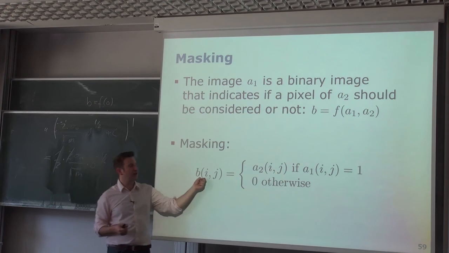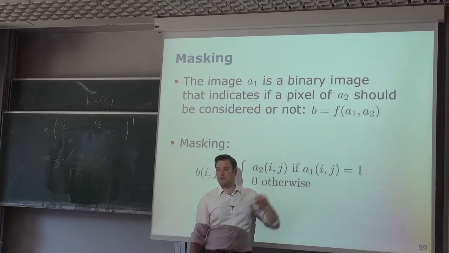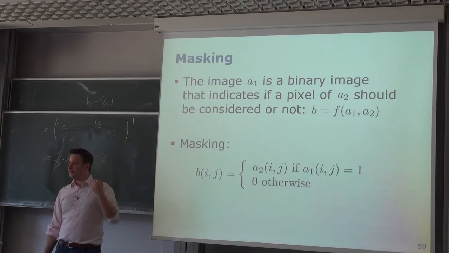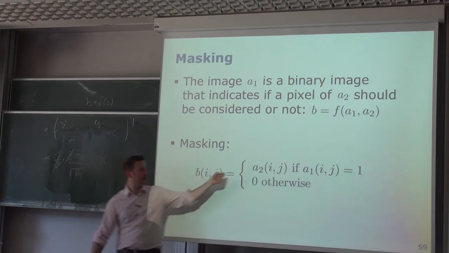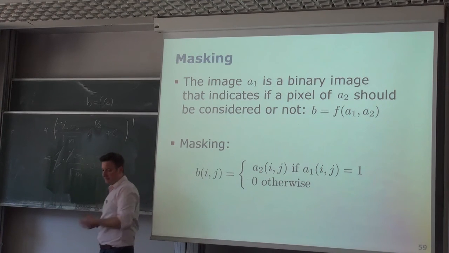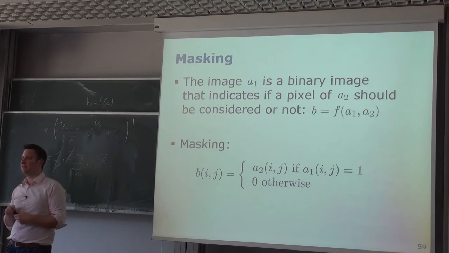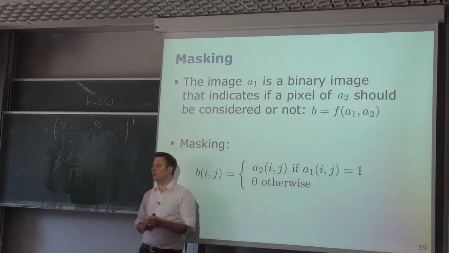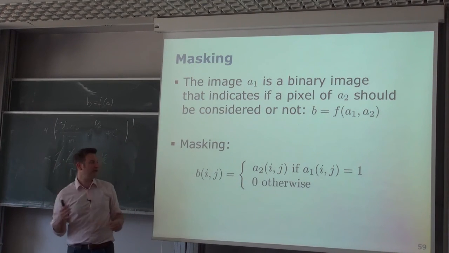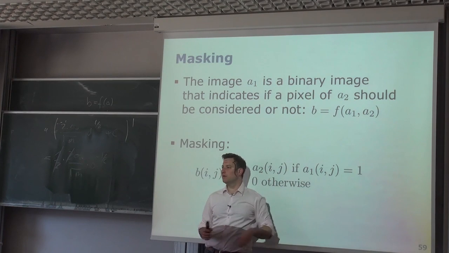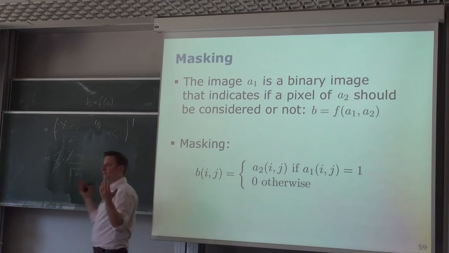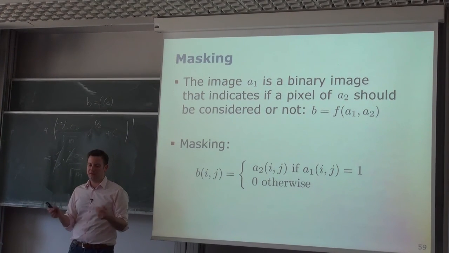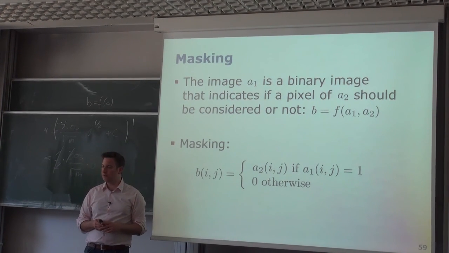So what this function does is, if the image A1 has a 1, it basically means use the intensity value of image number 2. Just copy over my intensity value from my second image, A2. Otherwise, set it to the intensity value of 0. So I have one mask, here the image A1. Wherever A1 takes a value of 1, I'm copying over the intensity value of the second image, and everything else is set to 0.